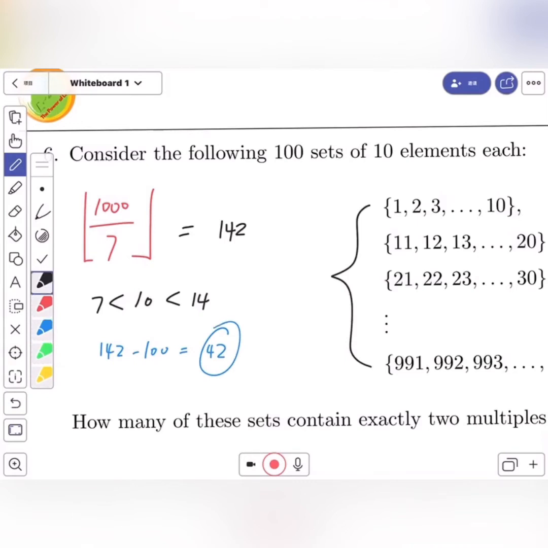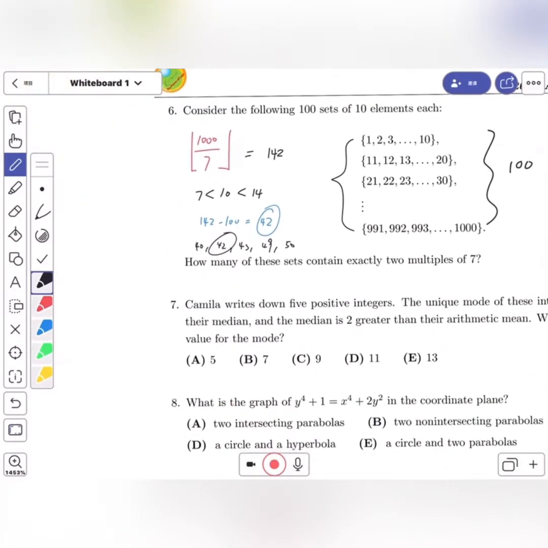By the way, I forgot to attach the answer choices to this problem, but the original answer choices are 40, 42, 43, 49, and 50. So therefore, 42 will simply be our answer choice.